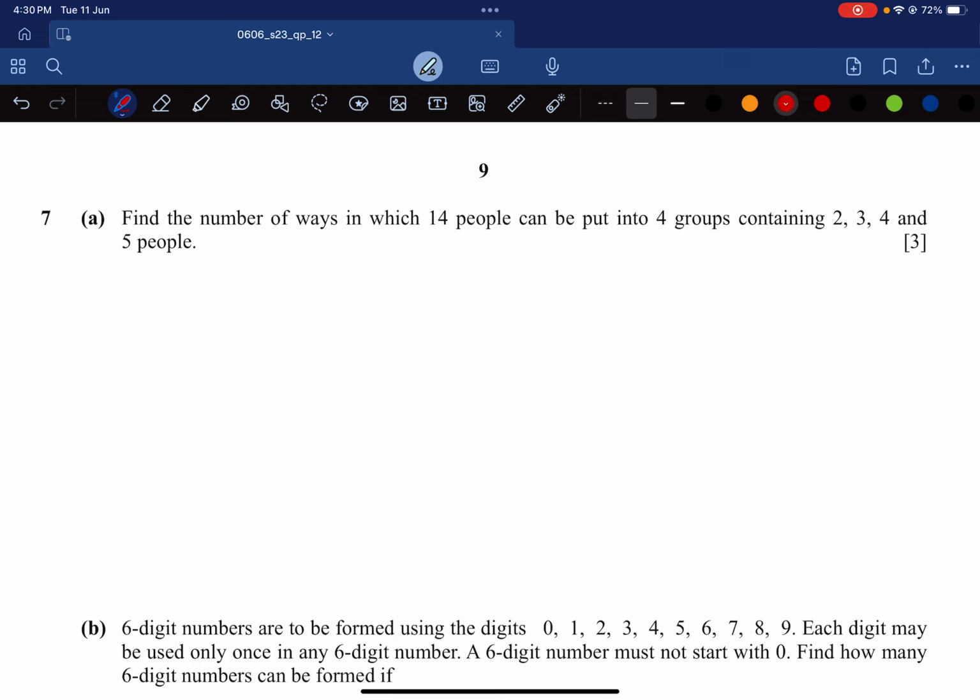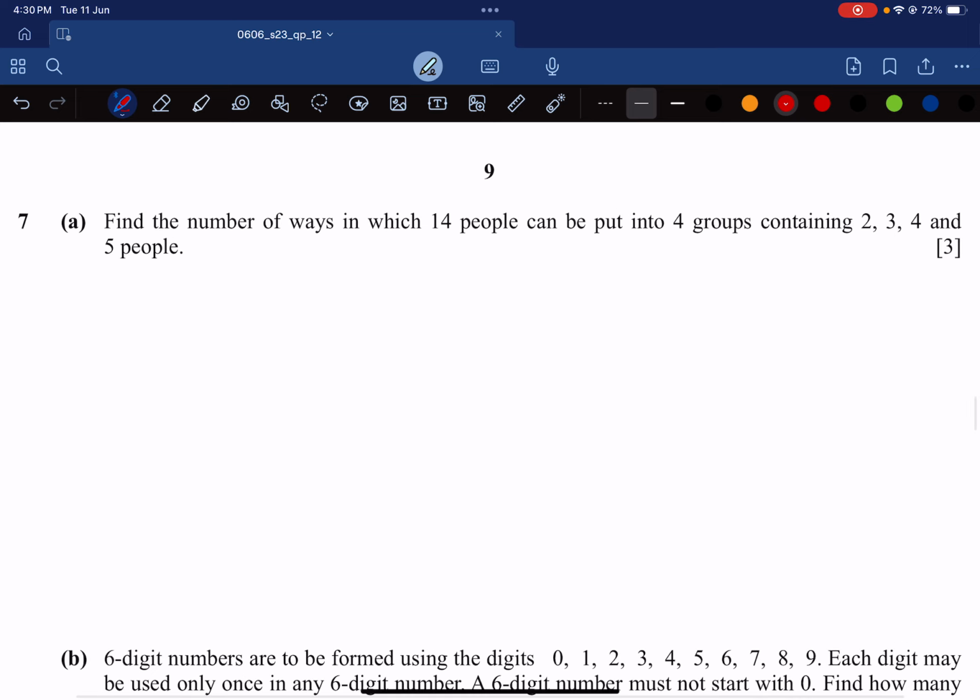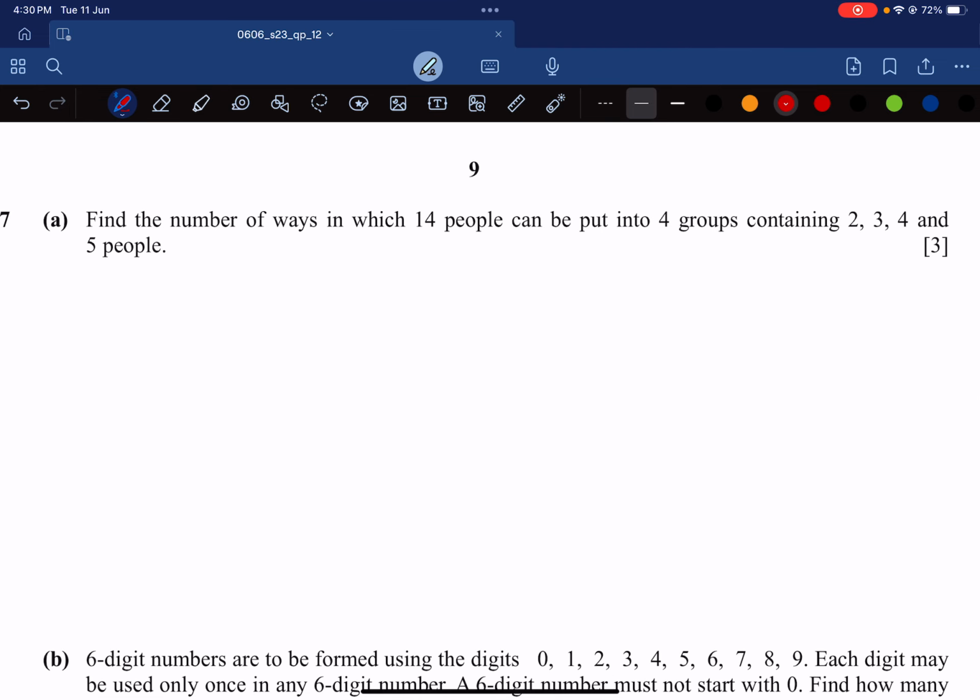Find the number of ways in which 14 people can be put into 4 groups containing 2, 3, 4, and 5 people. Okay, the order does not matter as long as it's the same group of people. The order of the people in the group doesn't matter. So we use C, right? When order does not matter, we use C. 14 C2, and then we have remaining 12 C3. Then we have remaining 9 C4, and then remaining 5 C5. But actually, the last term you don't need to write because 5 C5 is 1. You times 1, no change. But if you want to write it, doesn't matter.